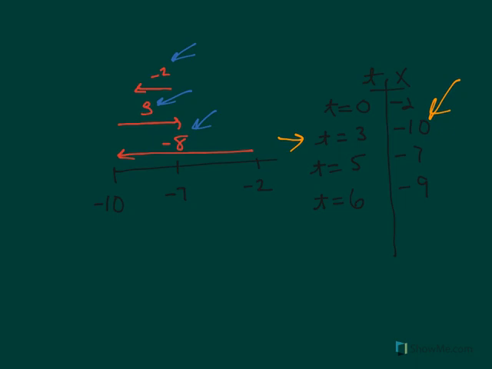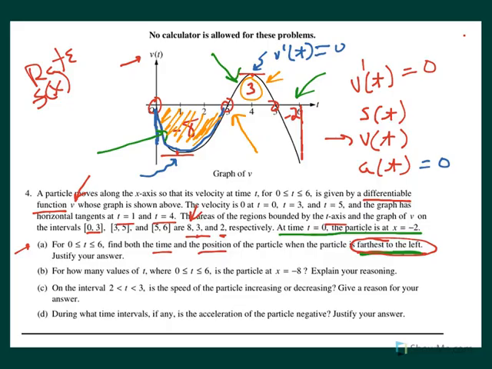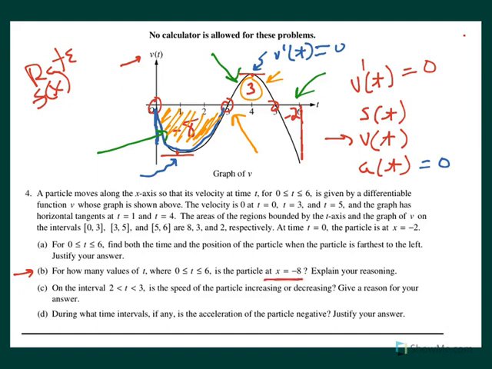Let's go look at part B. Let's clean this up a little bit. We're making a mess here. So part B. For how many values of t on the interval from 0 to 6 is the particle at a position of negative 8? So when exactly is it at a position of negative 8, and explain your reasoning.